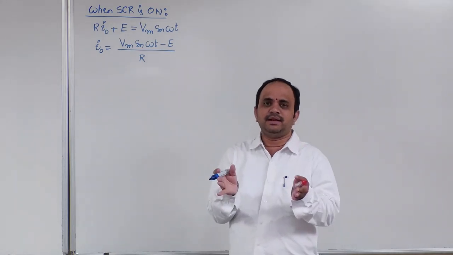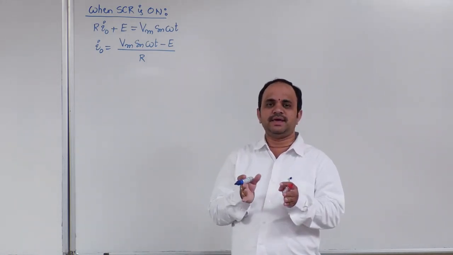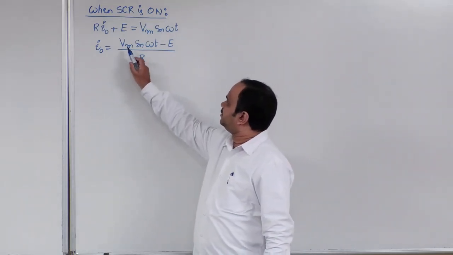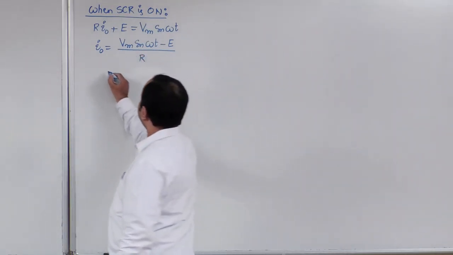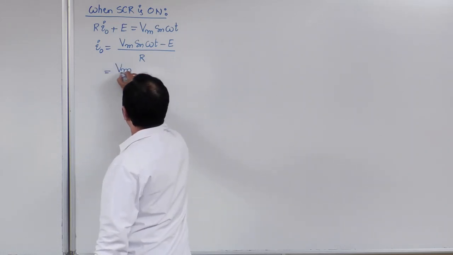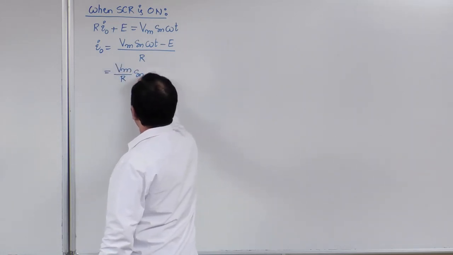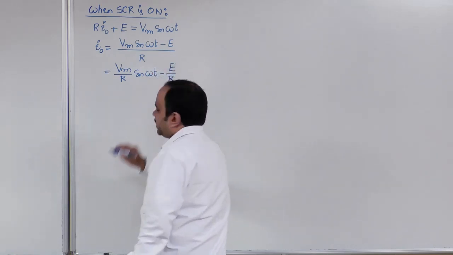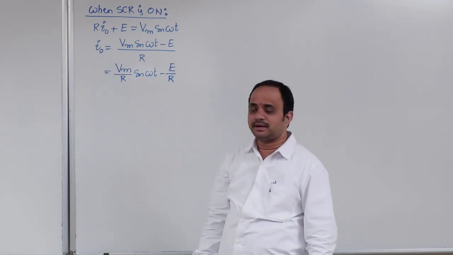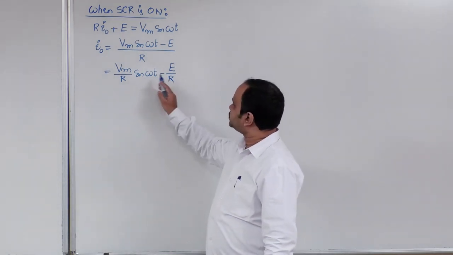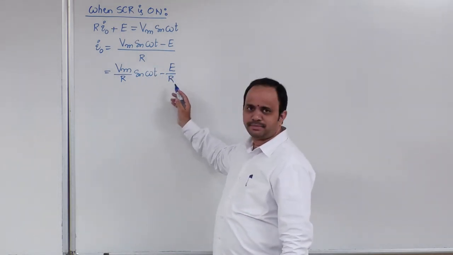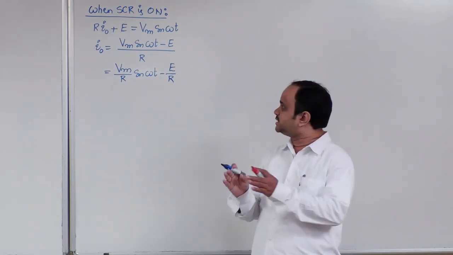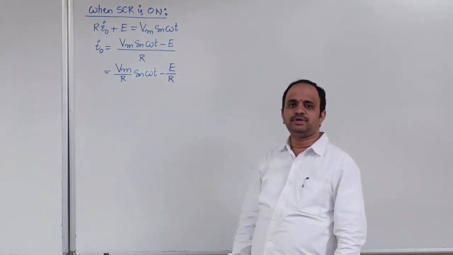In that interval, output voltage will be the same as the source voltage, and output current, I can rewrite this equation as Vm by R sin omega t minus E by R, right? So it has only a sinusoidal term minus some number. What do you mean by that? Output current will simply have the same waveform shape as the output voltage.